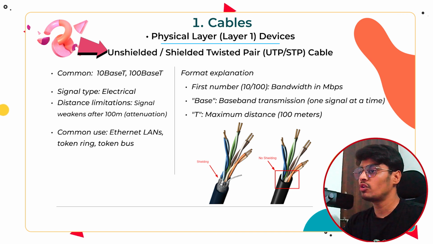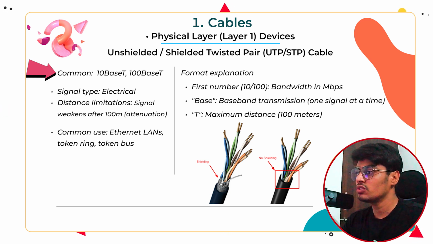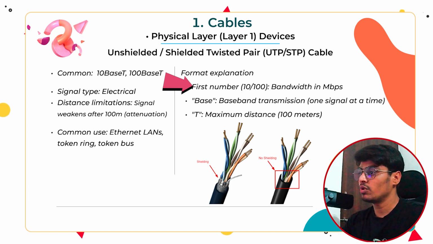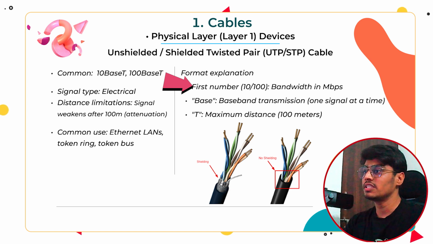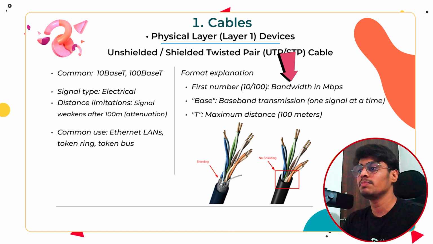If I talk about UTP, then majorly we use 10 base T or 100 base T. What is the meaning of this? What does 10 mean here? 10 mbps, 10 megabits per second, and in 100 base T, 100 megabits per second. This we call bandwidth. Bandwidth means how many bits we can transmit per second.